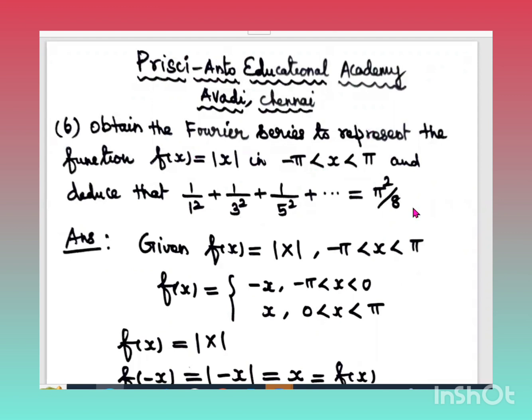So in general, the modulus function is an even function. Here the interval is minus pi to plus pi. If the limit is minus pi to plus pi, we have to find whether the given function is either odd or even. So we have to check whether the given function is even or odd. But always, the modulus function is an even function.